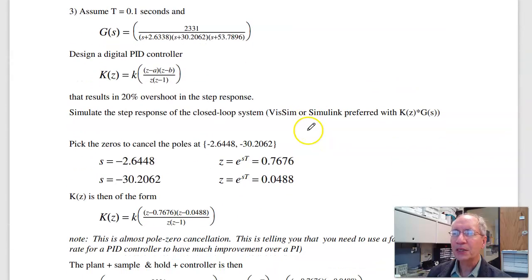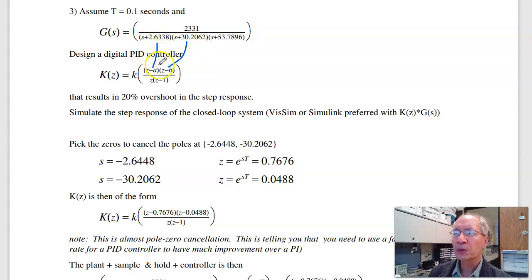PID compensator. What PID means is I have a proportional term, integral, and derivative. So here's my derivative, there's the integrator. If I have 2 poles, I can add 2 zeros and put the zeros anywhere I want. This one cancels the pole at minus 2.6. That cancels the pole at minus 30. Cancel the 2 slowest poles.